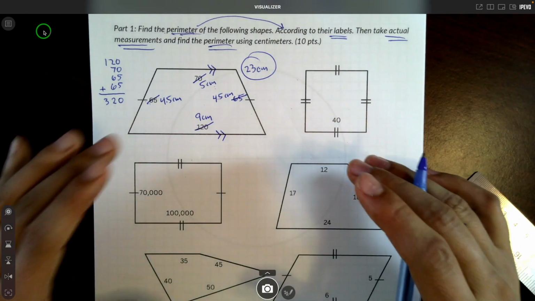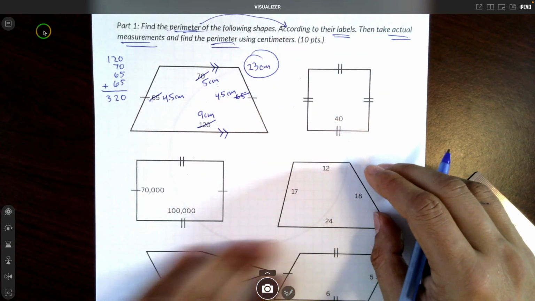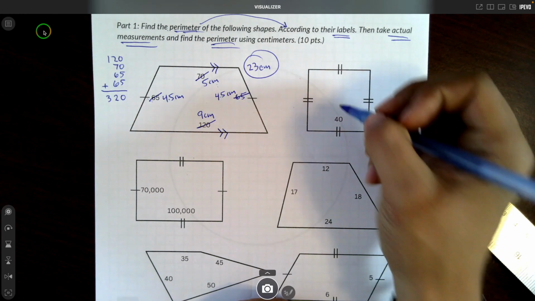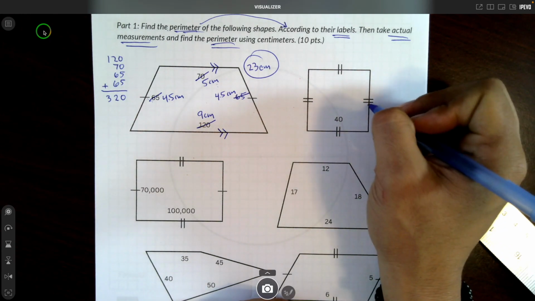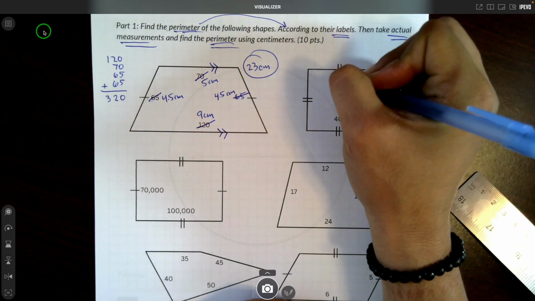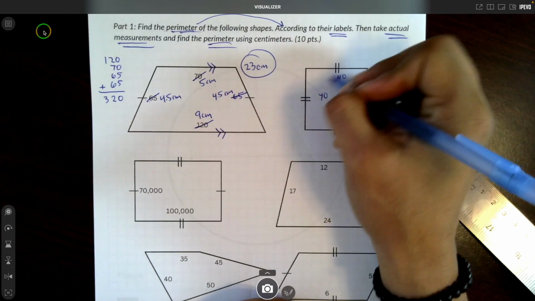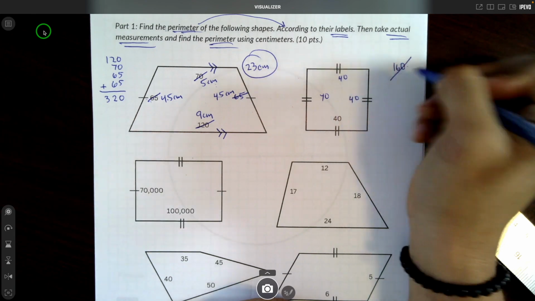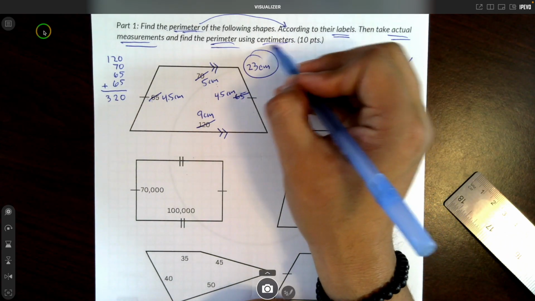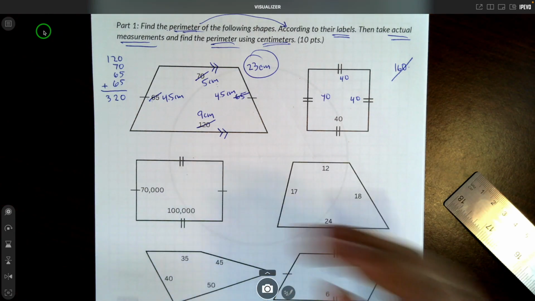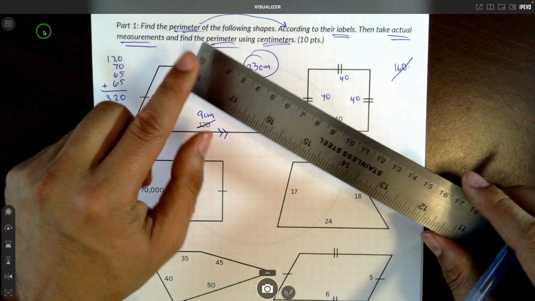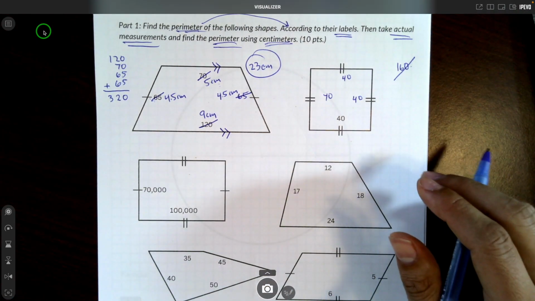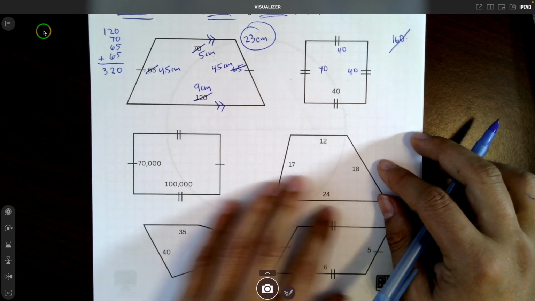I want you to do that for all of these. I want you to add up what they are. Like in this case, I said this is a square and it's saying this side is the same as that. So that's 40, 40, 40. If I add up all the 40s, that's 160. But remember, it's not 160. What is it really? I want you to find out in centimeters. So you need a ruler that shows centimeters. You're going to do the same for the rest.